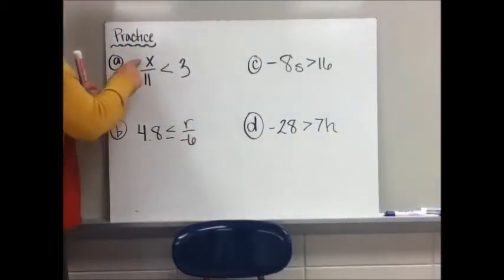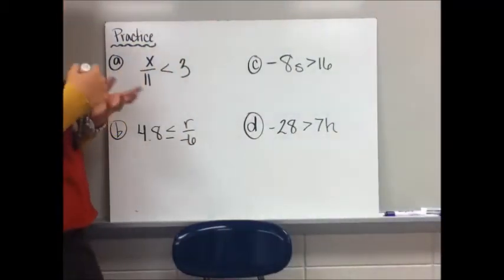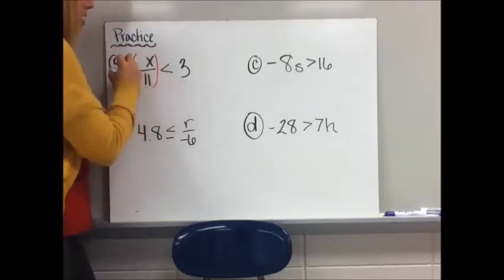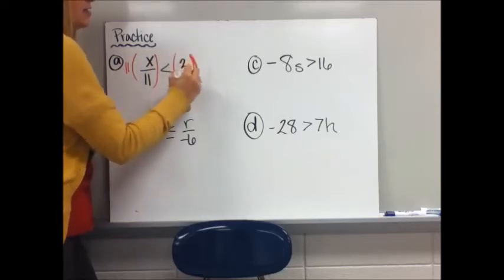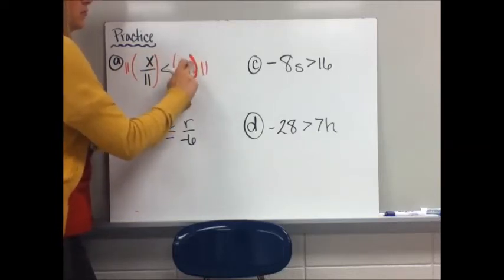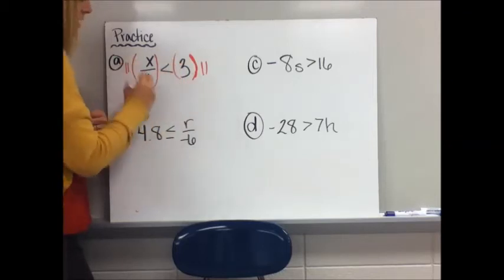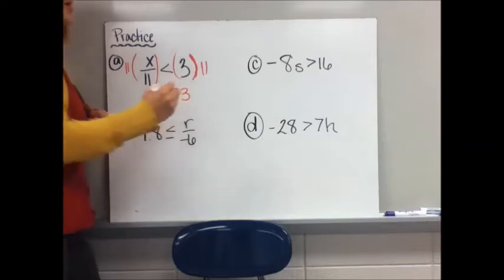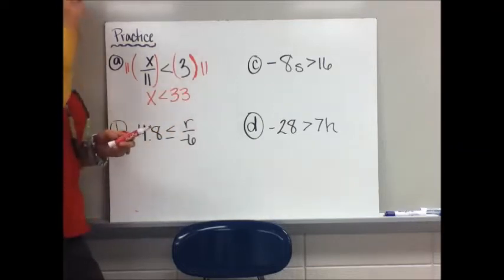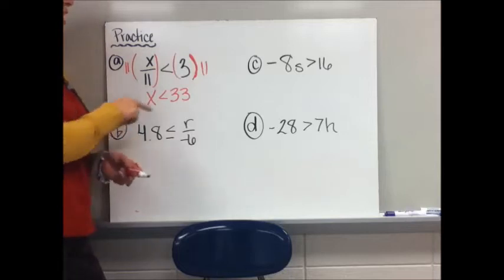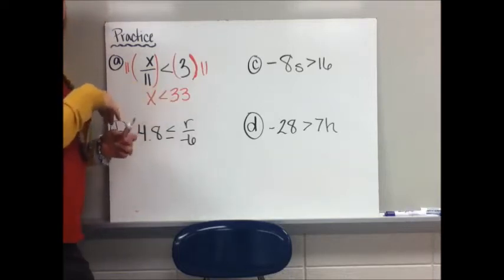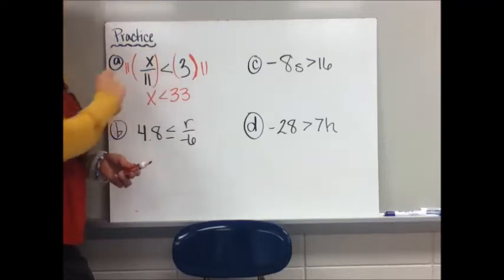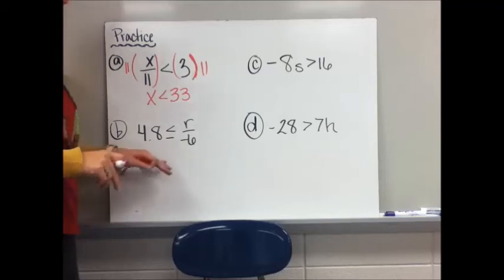On practice A, x is being divided by 11. So I'm going to undo that by multiplying by 11. I'm multiplying by a positive 11, so I leave the symbol alone. So that cancels there. x is less than 33. You can test it to make sure you didn't mess up the signs by substituting in something in the solution set. Something less than 33 is, let's say, 22. 22 divided by 11 is 2, which is less than 3. So we've done that one correctly.